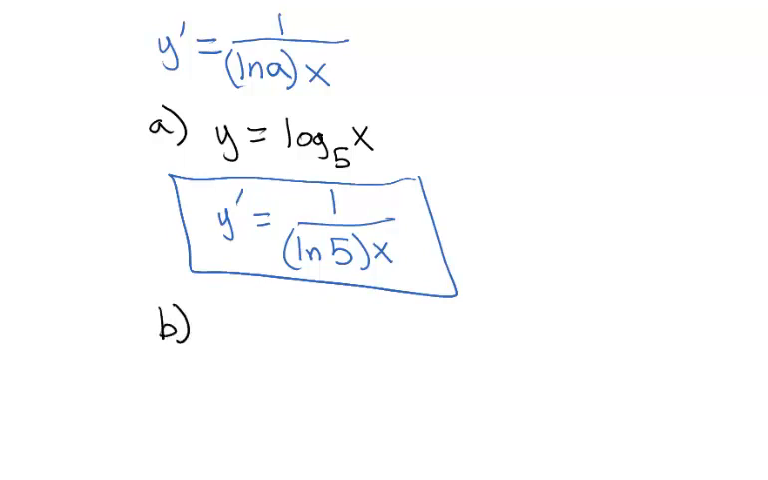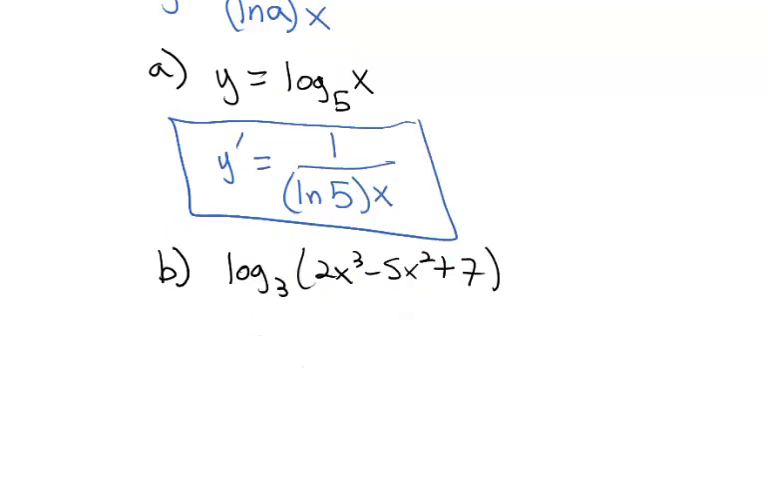So let's make them a little bit more interesting. Let's do the log base 3 of our polynomial, 2x cubed minus 5x squared plus 7. Can we take the derivative of that? Well, actually I should have a y equals in front, shouldn't I? Y prime is equal to 1 over, notice first the shape, should have started there.